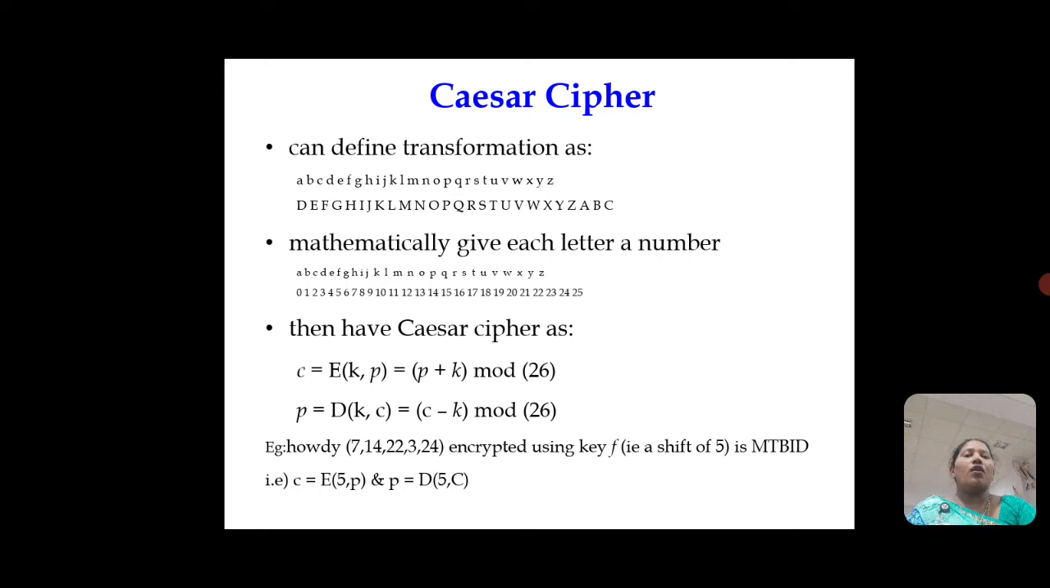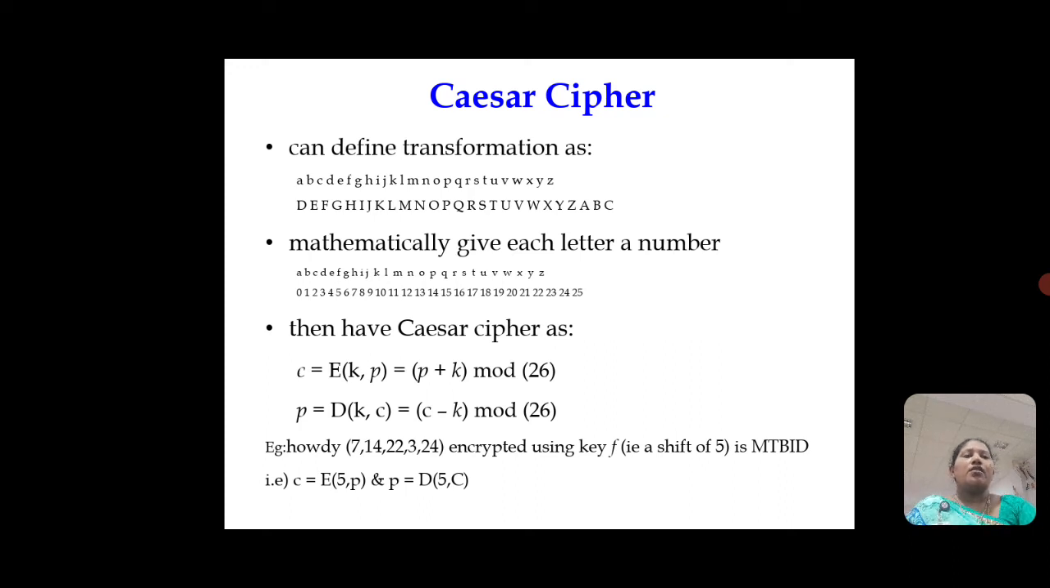Okay, so how did you get the ciphertext? By using plain text plus key, which is 3 or 5. How many letters you are going to add, that is the k value mod 26. 26 is the total number of alphabets in English.